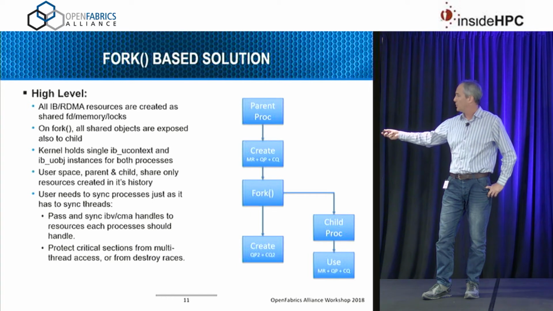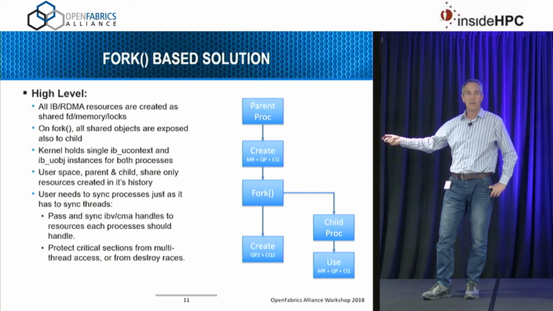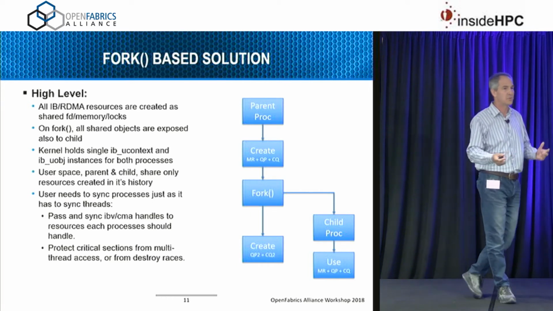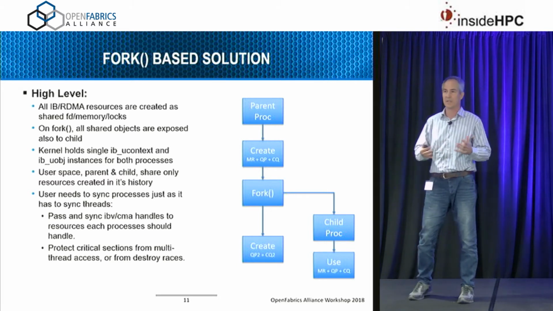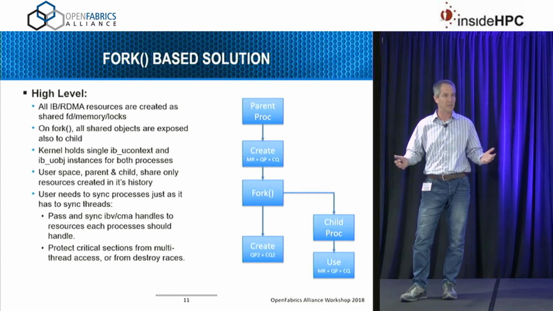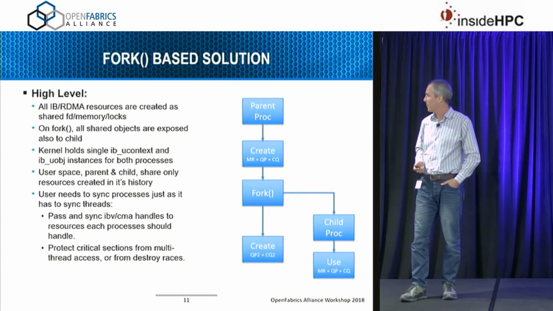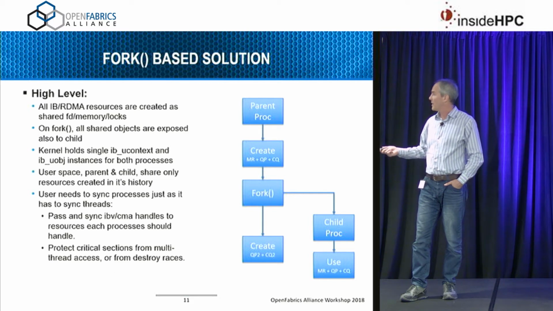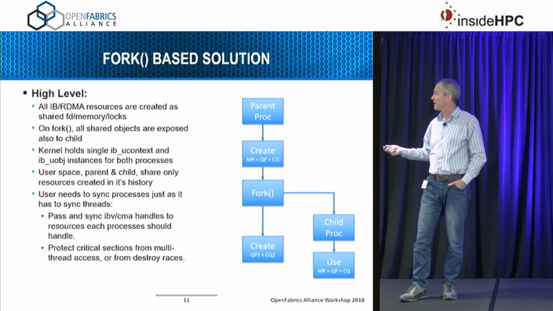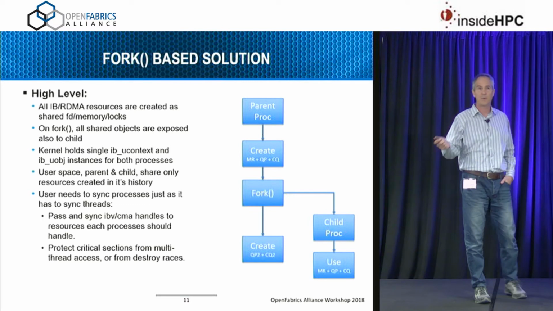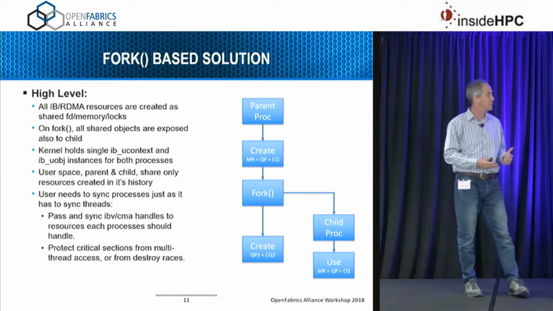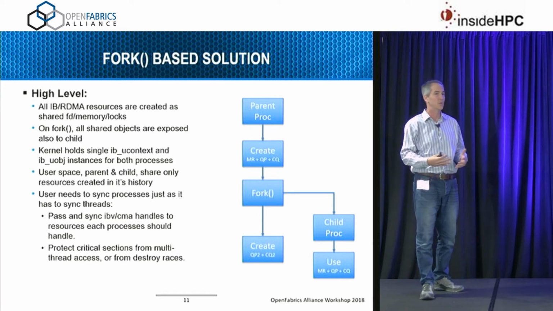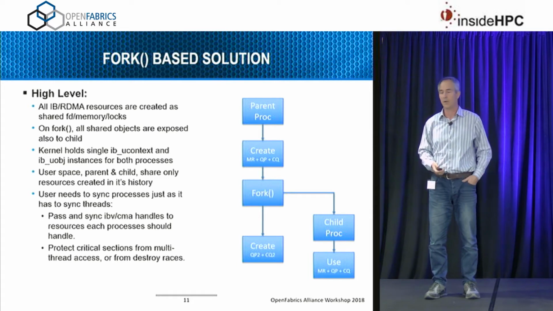Obviously, if the child did a destroy QP, the parent's QP would also be destroyed, but that's true also for multiple threads in a single process. If one thread destroys a resource and doesn't sync with the other thread, it's going to be a similar problem. The user has to deal with inter-process syncing, who's doing what between the child and parent process, just as it would with threads. With threads, it's a little bit simpler because they can share the memory. Here, they have to develop inter-process communication, which is a little bit more complicated, but not much.